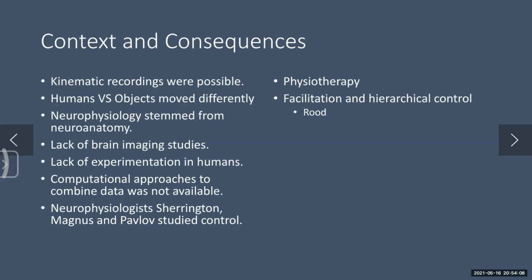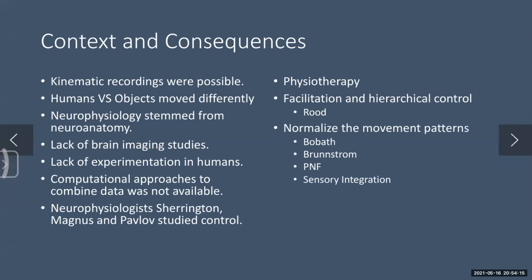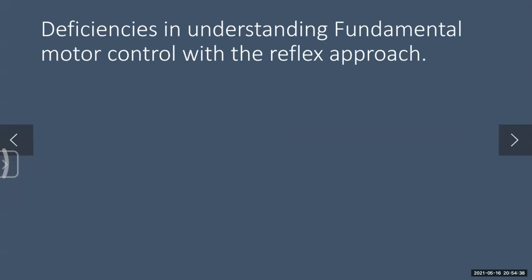There were facilitation approaches and hierarchical control used in approaches like Rood. Then the predominant focus was on normalizing the movement pattern, because we saw that abnormal movement patterns were happening. So Bobath, Brunnstrom, PNF, and sensory integration primarily tried to normalize the movement pattern. The overall idea was that we have to retrain the cortical control by giving stimulus as inputs to the nervous system, and we need to bring out the movement.